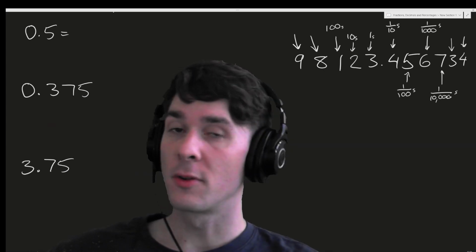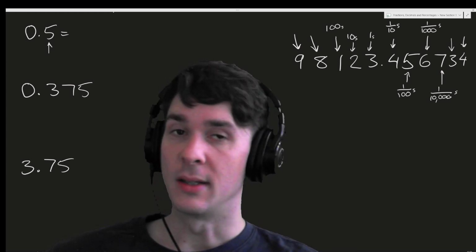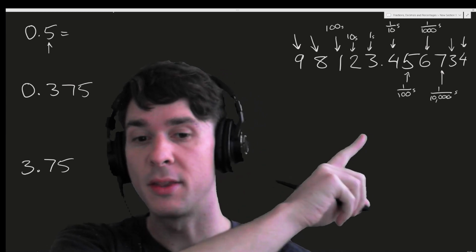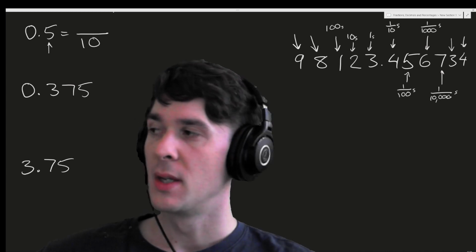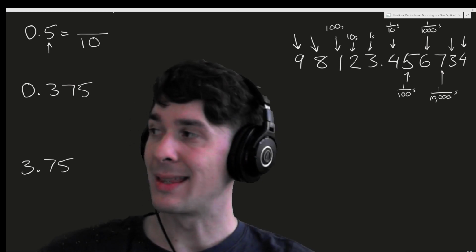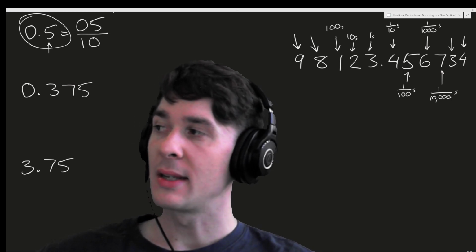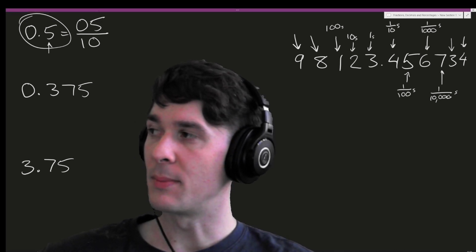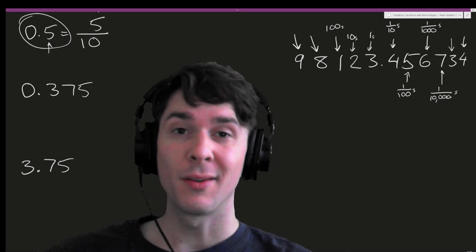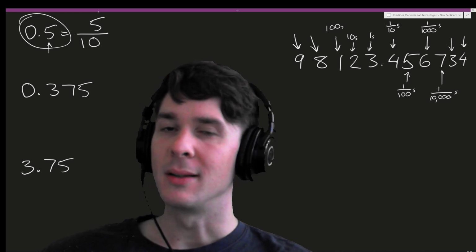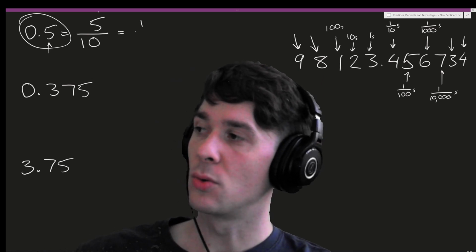For 0.5, the first thing we're going to do is look at what position the rightmost digit is in. That's the 5, and this is in the tenths position. So we're going to turn this into a fraction of tenths. The numerator is just going to be the same number, but without the decimal place. So I'm going to write 5. I could write 05, but the 0 doesn't change the value. So we'll say 5 tenths. Technically, we have now converted our decimal to a fraction, but typically we're expected to simplify this fraction. So 5 tenths will simplify to 1 over 2.